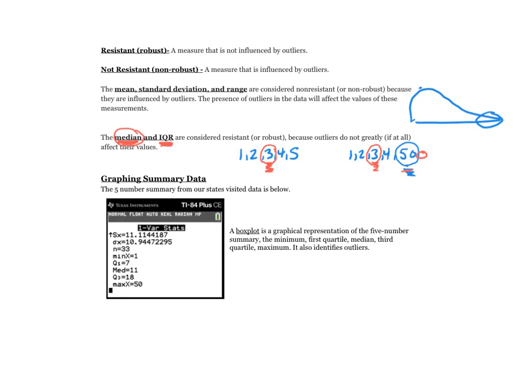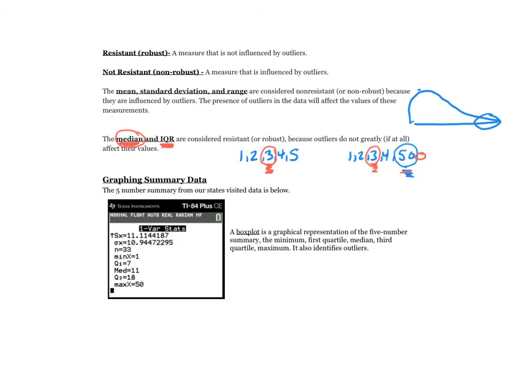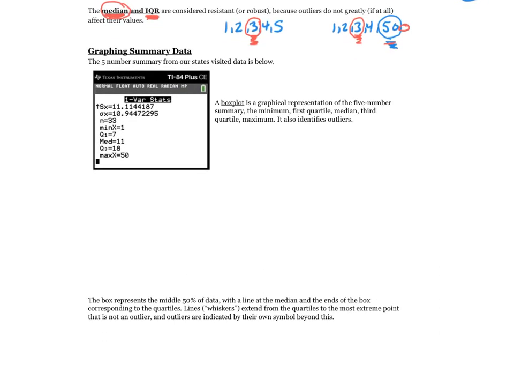Now, the other thing I said we were going to talk about today are box plots. And this is called graphing summary data. So here's the calculator screen of the 5-number summary from our states visited data. Remember, it's the minimum, the quartiles, and the maximum. So a box plot is just a graphical representation of this 5-number summary. Okay, and it can also identify outliers.